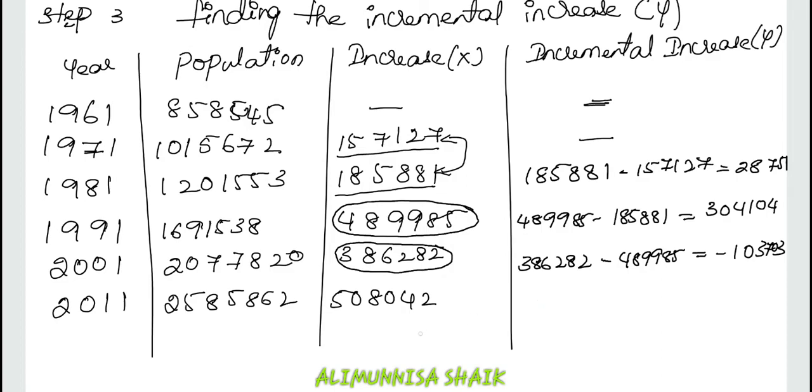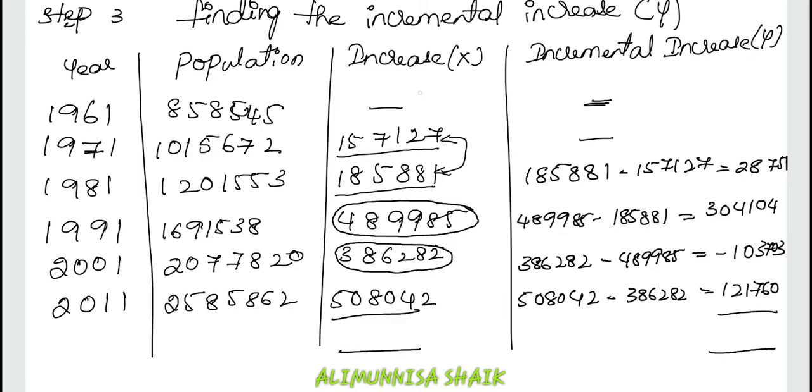Okay. In the year 2011 we will be getting a value 508042 minus 386282. And this will be equal to 121760. So, finally what we will be doing? We will be adding all these values. This is not done in the previous class. Let us add all the values in increase x, increment x. You add all the values and we will be getting a final term as 1727317. Okay. Total x.